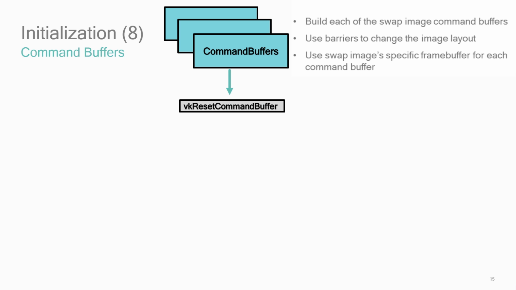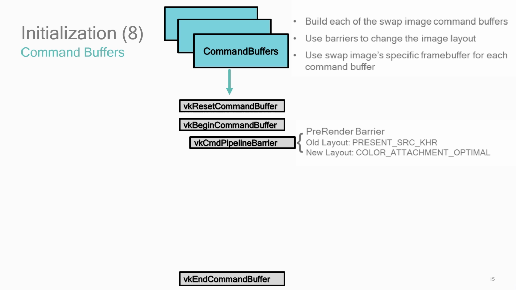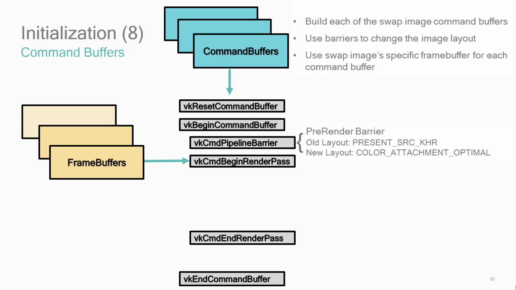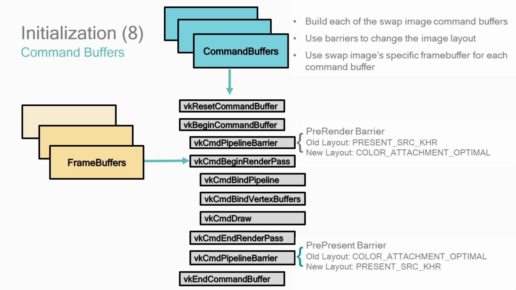We reset and then begin each command buffer. We use two pipeline barriers. The first one changes the image layout of the back buffer from presenting to color attachment. Next, we start the render pass. We specify the appropriate frame buffer for the swap buffer we're building the command buffer for. We bind the pipeline and then the vertex buffers. We draw our triangle, we then end our render pass, and we use the second pipeline barrier to change the image layout of the back buffer from color attachment to presenting. And then we end our command buffer. Finally, we're done with our initialization.